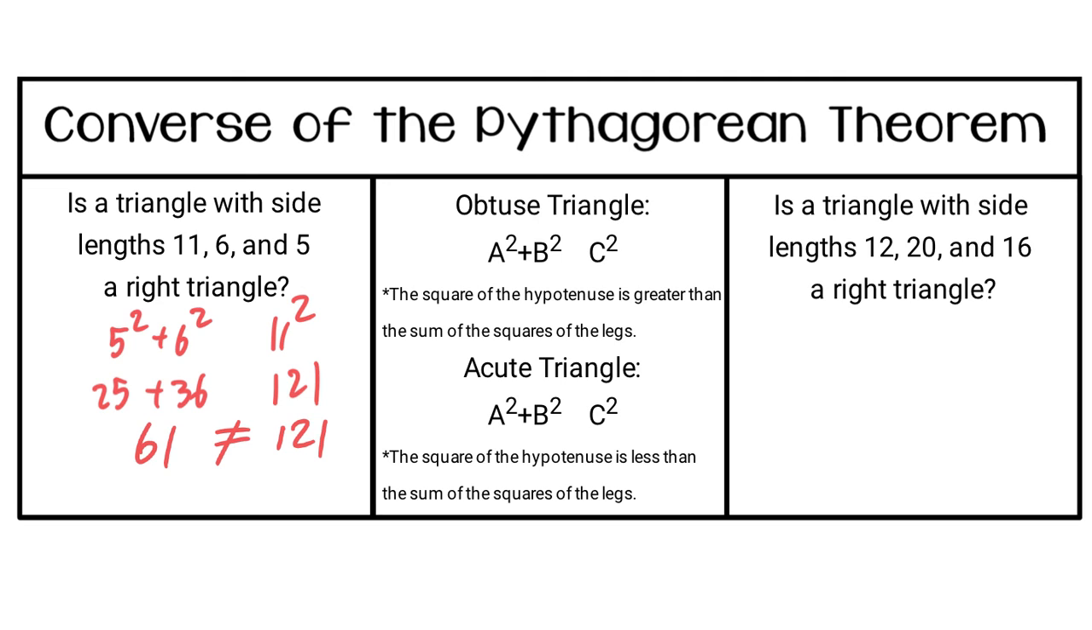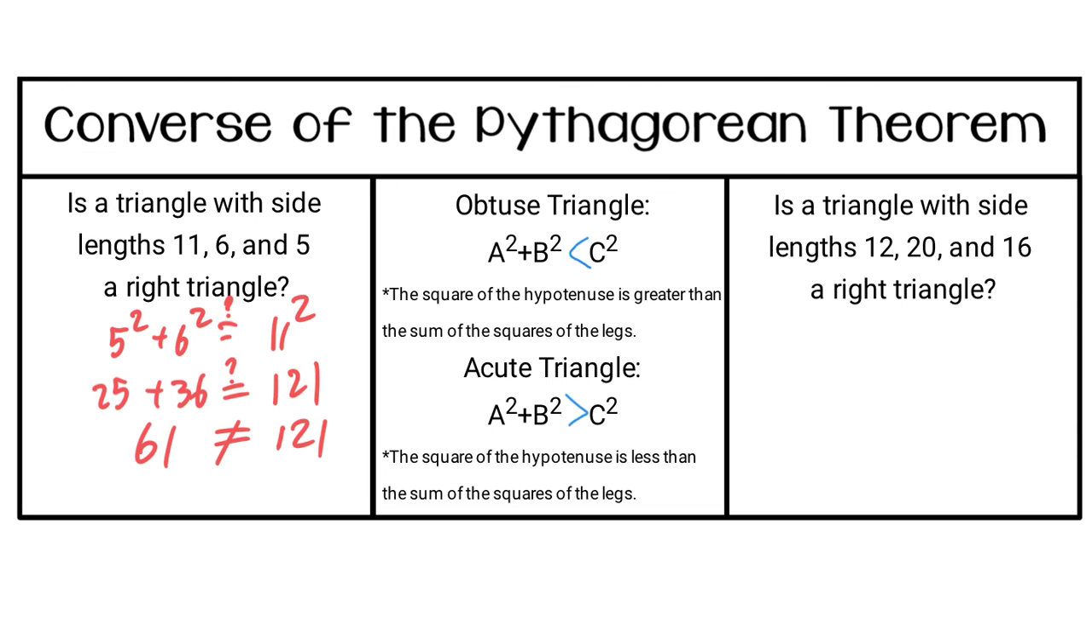However, what kind of triangle will it make? In order to figure this out, we need to know two more things. First of all, the square of the hypotenuse being greater than the sum of the squares of the legs, like in the example to the left, means that we have an obtuse triangle. For acute triangles, the square of the hypotenuse will be less than the sum of the squares of the legs.